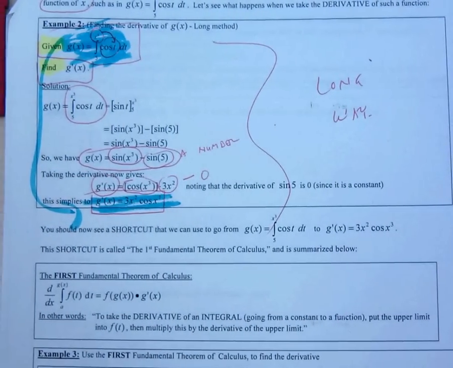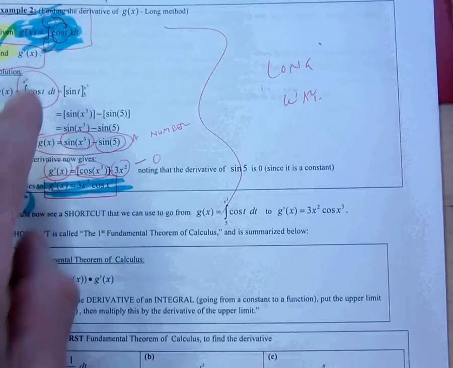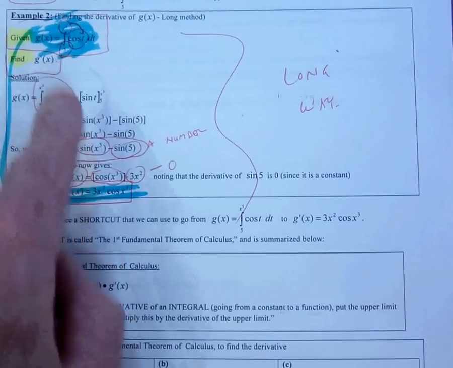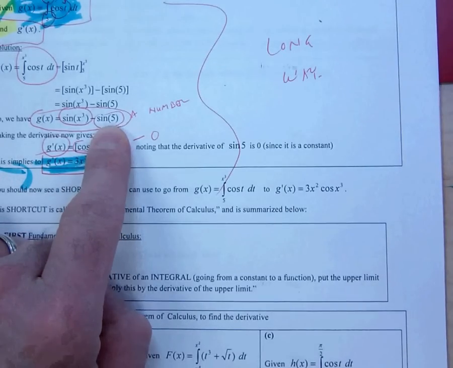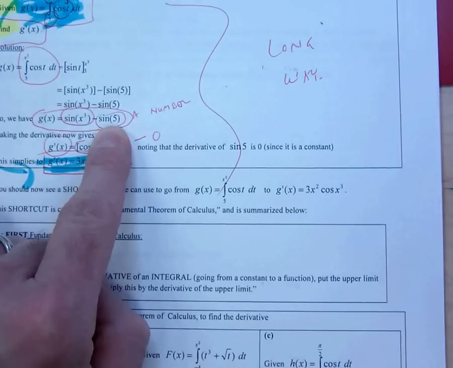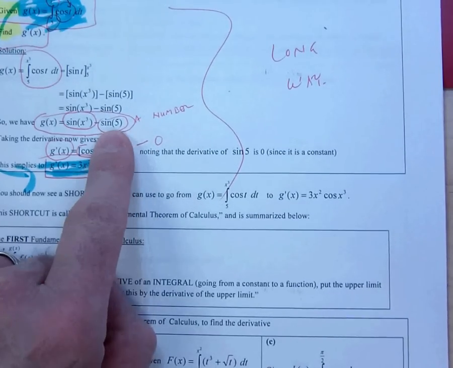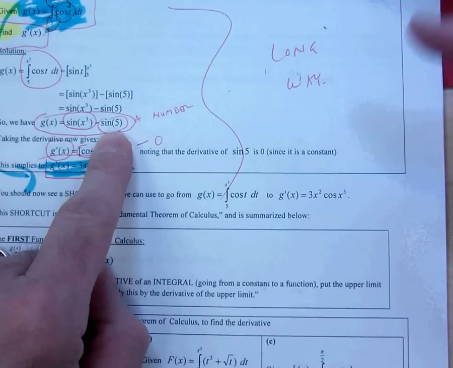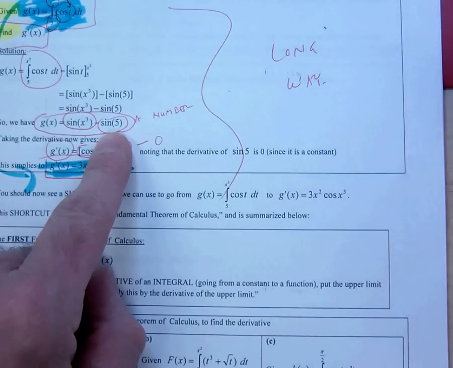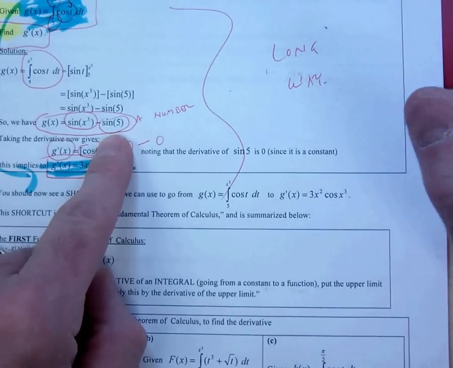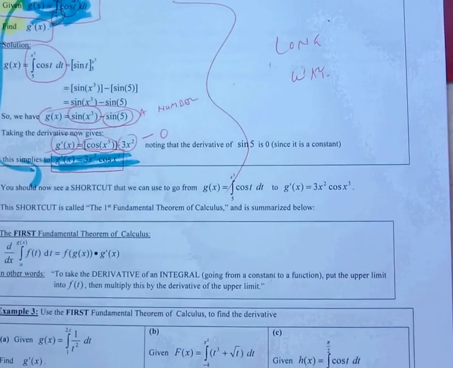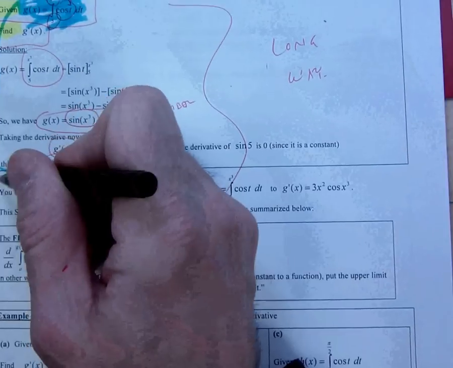Okay, by the way, in the end, did the 5 matter? No. What if the 5 was a 2? Well, then I would end up with sine of 2 right there, but what's the derivative of sine of 2? 0. What if it was a 0? I would have had sine of 0. What's the derivative of sine of 0? 0. So does it really matter what the lower limit is? No. As long as it's a number, it doesn't matter. Everybody agree? Agreed. Okay. So there you go. That's the shortcut then.